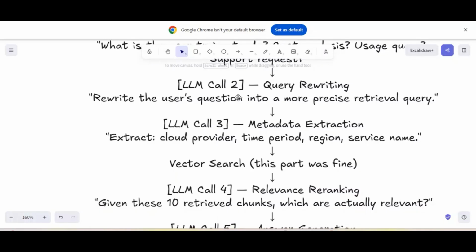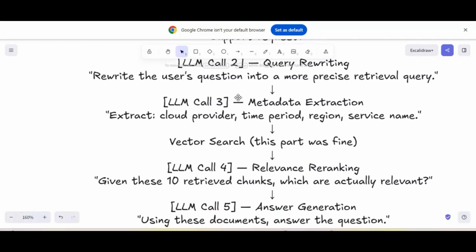The next LLM call is metadata extraction from the user query. If the query comes with specific attributes, we do entity extraction or metadata extraction: which specific nouns are present, whether a time period, any region, any service name, any cloud provider, any specific team name. All those nouns will be extracted. That is called metadata extraction or entity extraction.